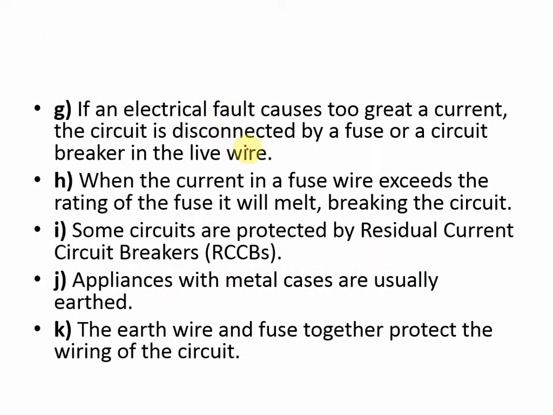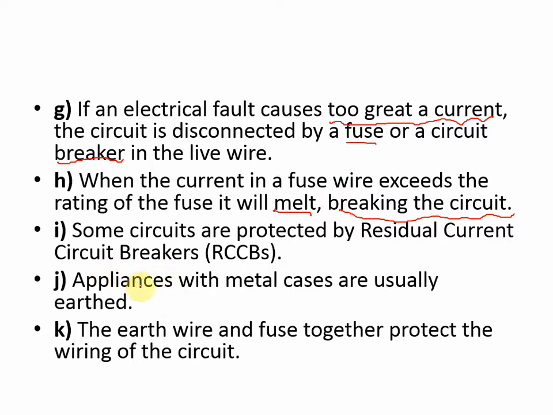If an electrical fault occurs, it causes too great a current. In other words, if, say, the live wire was to break off and touch a metal case, a large current will flow. The way we prevent that from causing an issue is by using a fuse or a circuit breaker. What the fuse does is it will melt if too much current flows. What the circuit breaker does is it turns off the circuit if too much current flows. When the current in a fuse wire exceeds the rating of the fuse, it will melt, breaking the circuit. Instead you might have an RCCB, which breaks the circuit when too much current flows.